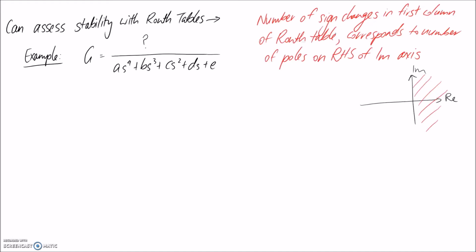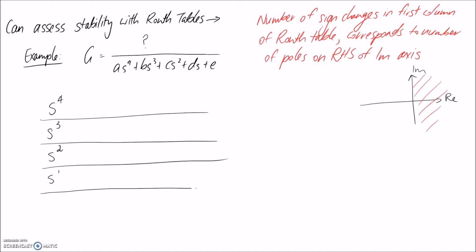Okay, so let's go through an example and fill out a Routh table with this generic transfer function. So what we need to do first of all is assess the highest power of s that we have, and in our case it's s to the 4. And then we need to set up a row for every power beneath that, 2, until we get to 0. I'm going to set up some columns as well.